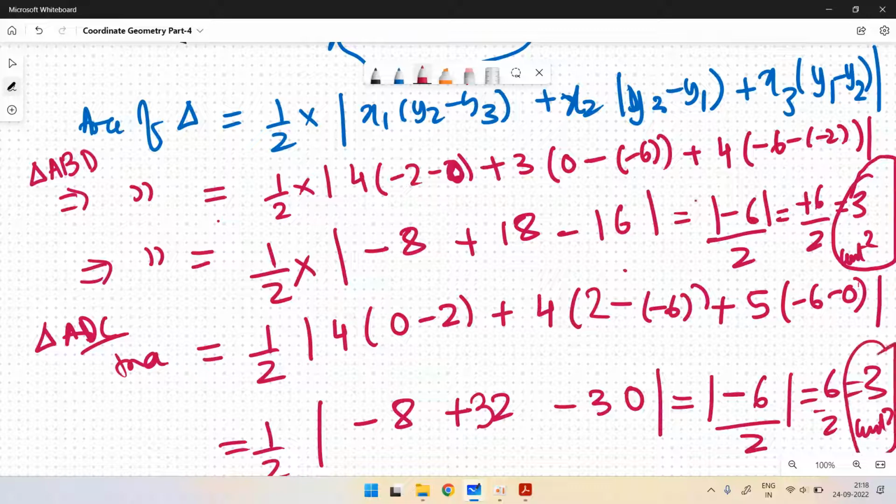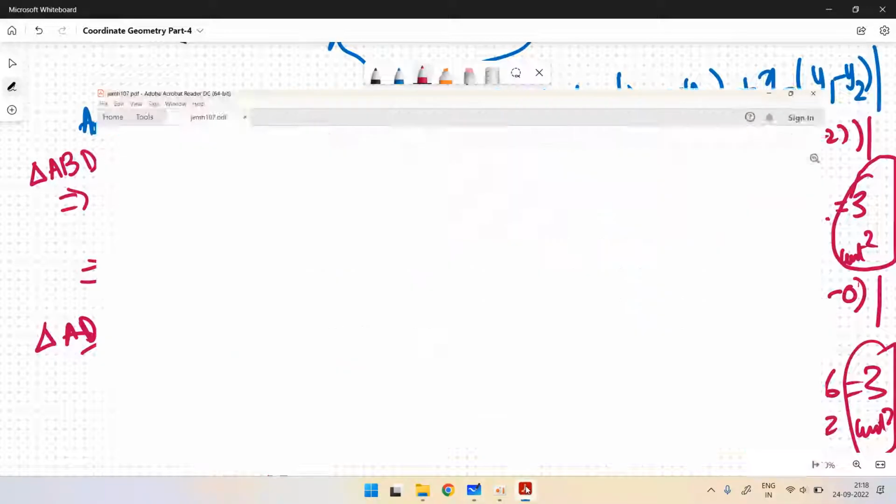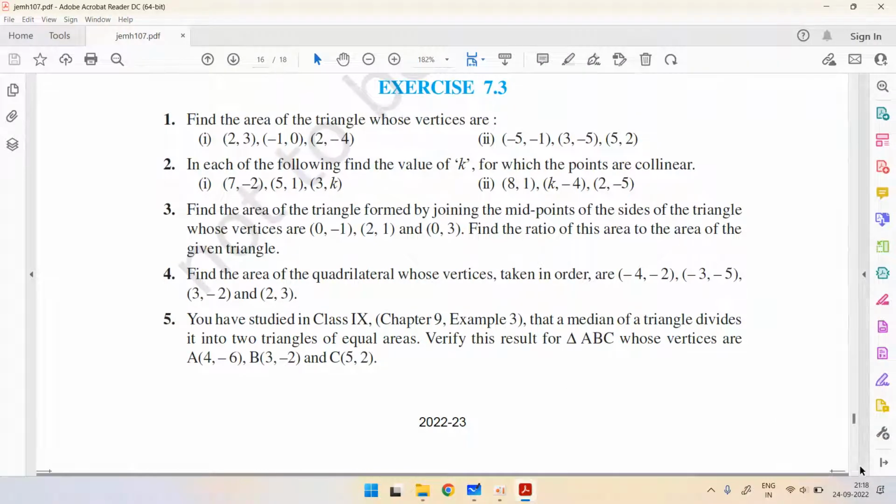Now you can see from both triangle ABD and triangle ADC the areas are 3 and 3 unit square. Hence you have proved that the median of a triangle divides the triangle into two parts having equal area. Hence proved.